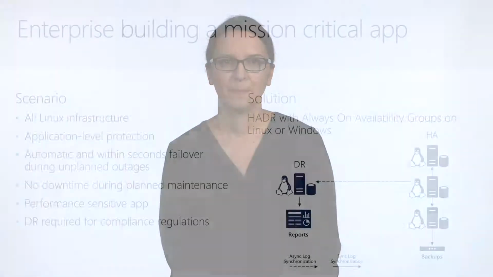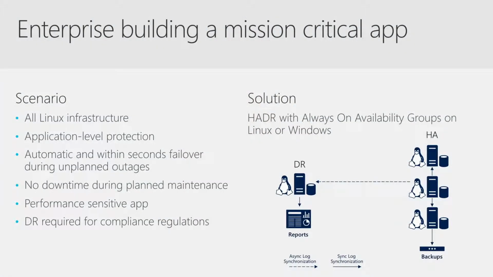We are going to focus in this session on always-on availability groups as a mission-critical HADR solution for SQL Server on Linux. So let's go through a series of scenarios that availability groups are enabling in SQL Server 2017. To start with, let's assume you are an organization with an all Linux infrastructure. You are building a mission-critical application, and now with SQL Server being available on the new platform, you are considering using SQL Server on Linux. To enable such scenarios, we are bringing always-on availability groups on Linux.